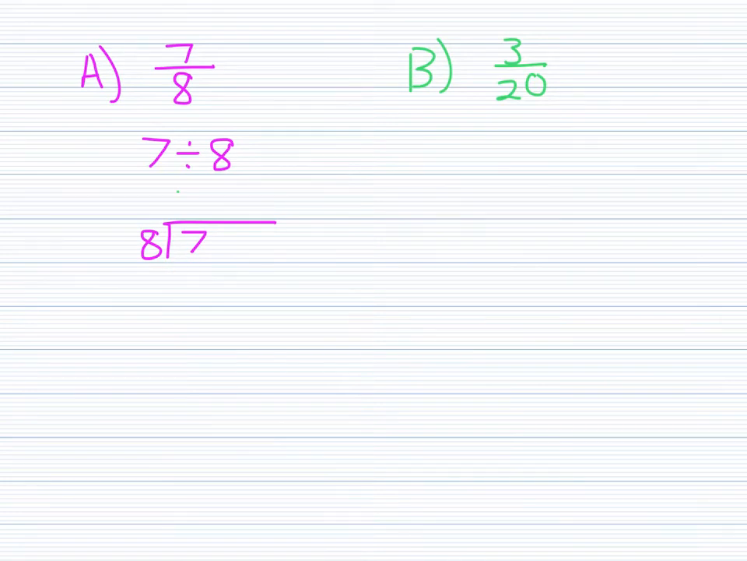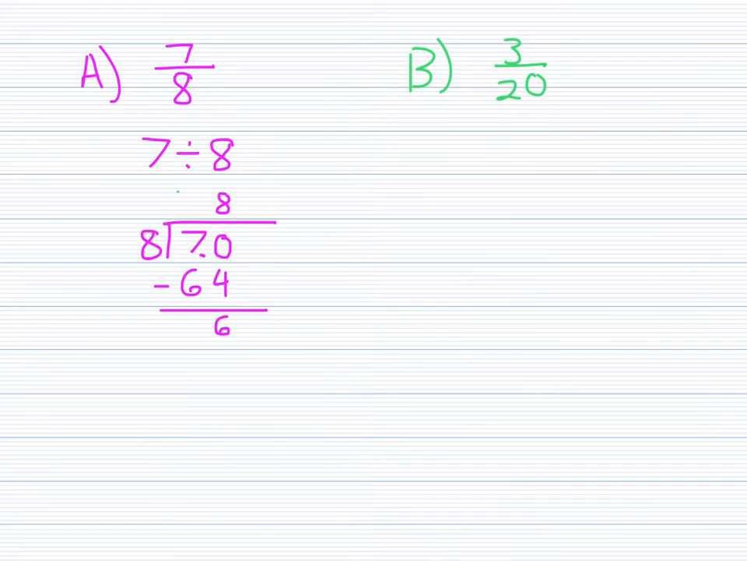But what we can do is we can put a decimal after the 7. And if we add zeros after the decimal, we're not really changing the number at all. 7.0 is the same as 7. And now we can think, how many times does 8 go into 70? Now, I know 8 times 8 is 64. So 8 goes into 70 8 times. And 8 times 8 gives us 64. Now we can subtract here. 70 minus 64 is going to give us 6.